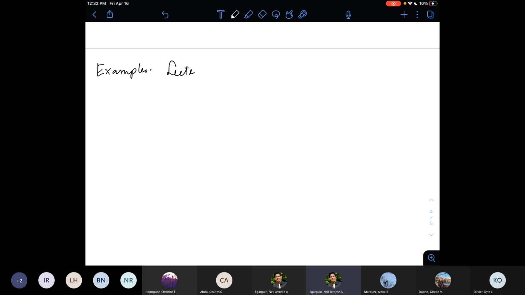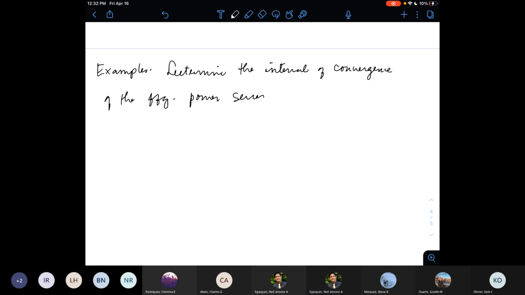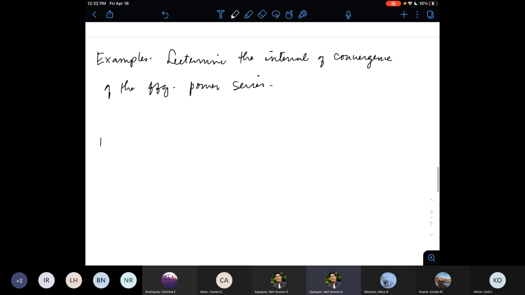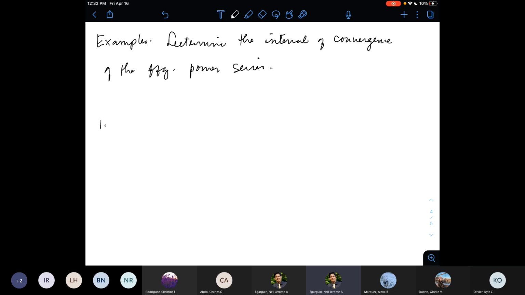Let's say determine the interval of convergence of the following power series. Let's start with an easy, simple one, just to illustrate the concepts. Let's try the sum of x to the power 2n all over (-3) to the power n.